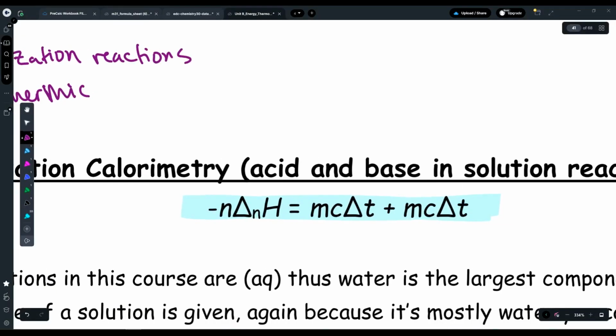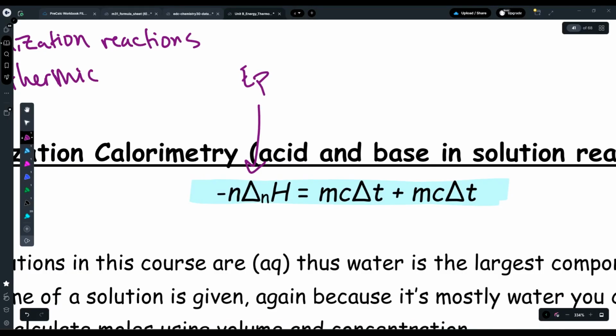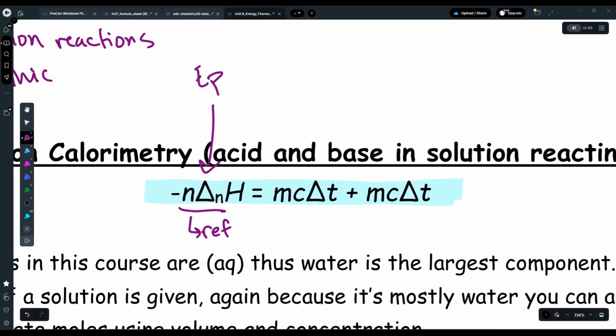So, with this, for our potential energy side, the substance that these terms relate to, we're going to be calling the reference substance. So it's specifically the substance that the question's asking you about. Okay, so I'm just going to call this the reference substance.